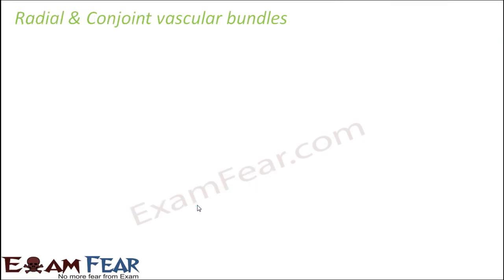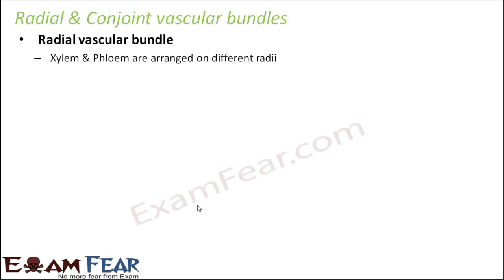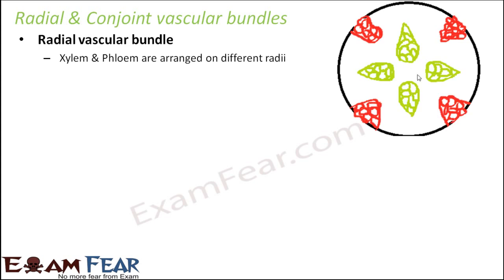Now again there is something called radial and conjoint vascular bundles. So let us see what they are. Radial vascular bundle: the xylem and phloem are arranged on different radii, something like this. The green colored structures are xylem and the red colored structures are phloem. You see all the xylem are arranged on the same radius, and all the phloem are arranged on the same radius. So the xylem and phloem are arranged on different radii. This is called radial vascular bundle.